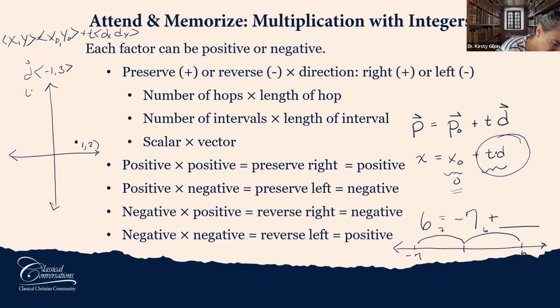And my t was 2, then I would go left 1 up 2, 3. There's 1, left 1 up 2, 3, right? And this would be my new point here. Or in the case of lines, all the points that are on that line would satisfy that equation.